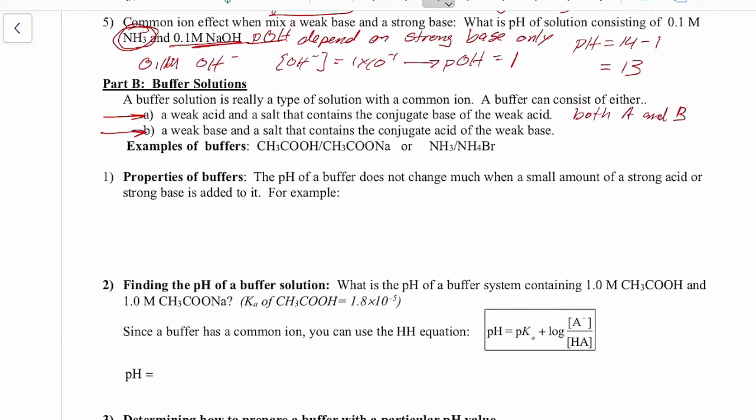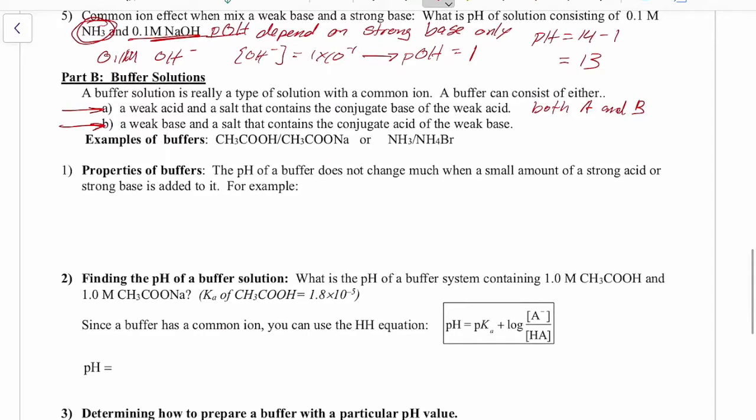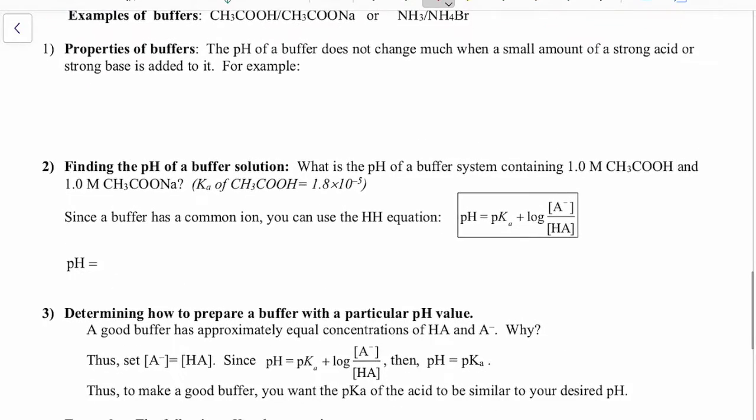If you have both acid and base in the solution, what that means is that if you were to add a little bit of acid, it gets eaten up by the base, so the pH doesn't change a whole lot. If you add a little bit of base, it gets eaten up by the acid, so then the pH again is able to stay relatively stable. Let's look at an example.